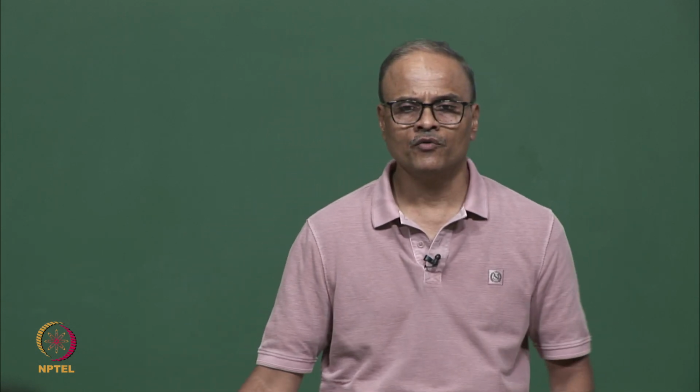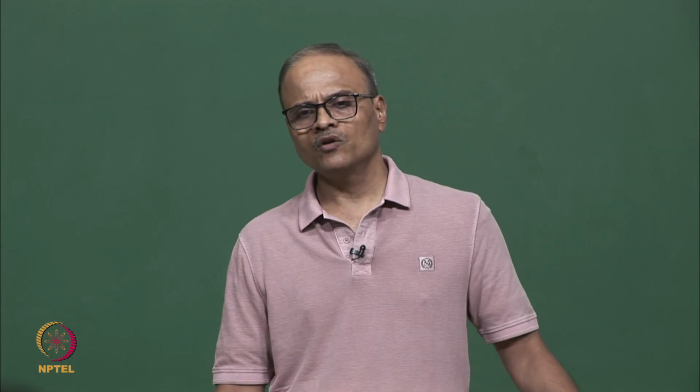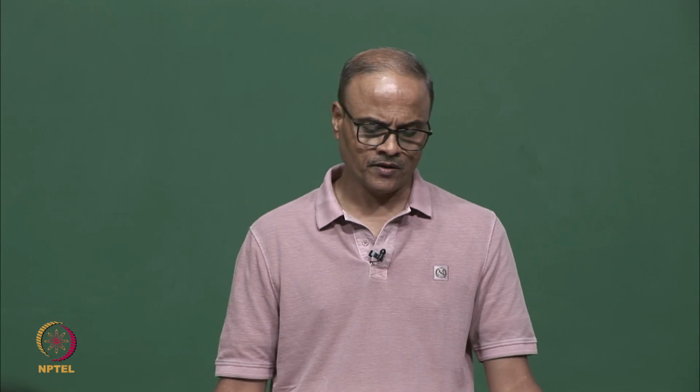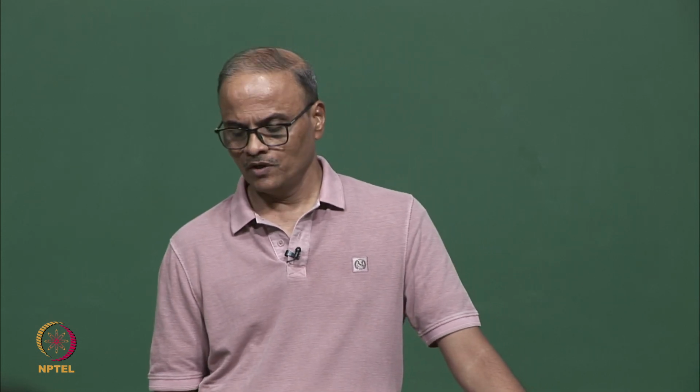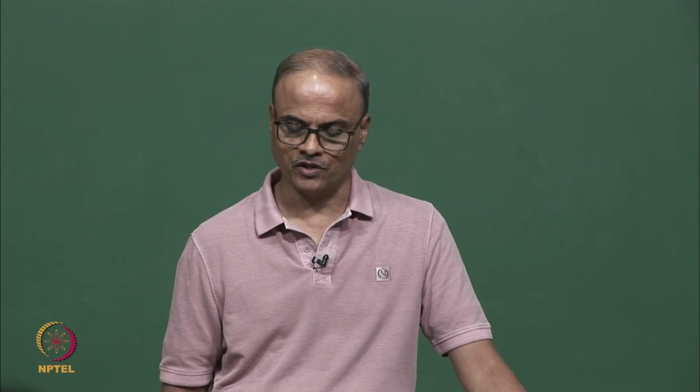So, ideally we want the force to be applied only along the degrees of freedom which we want to excite. If there is a certain degree of freedom at a certain location we want to excite, only along that degree of freedom the force should be applied by the shaker. That is what we want, right. And how can this be achieved? What is generally done is to use what is called a stinger.